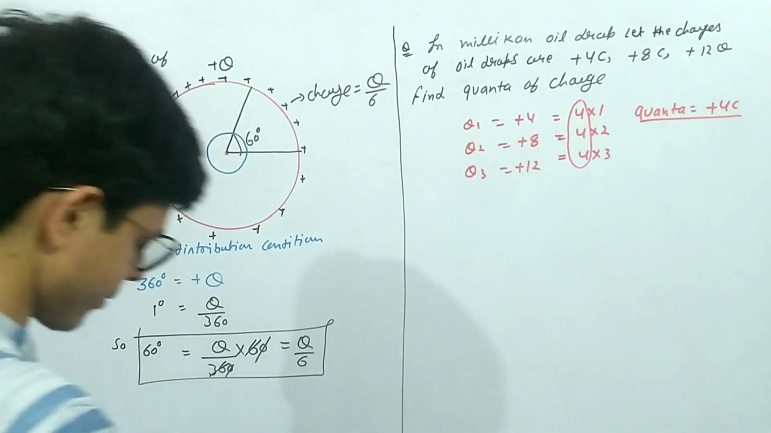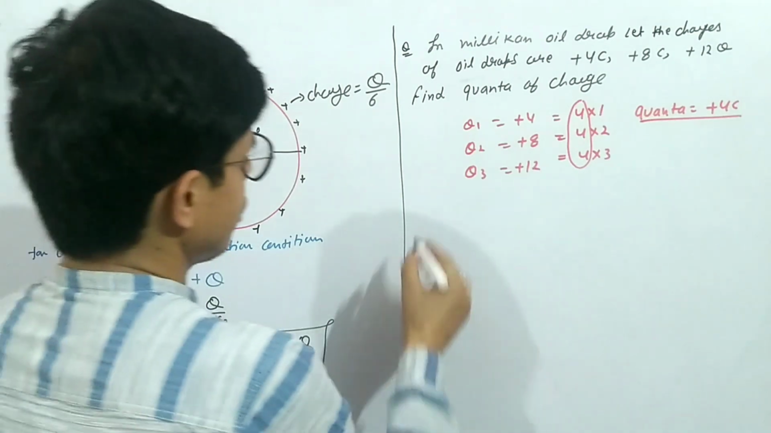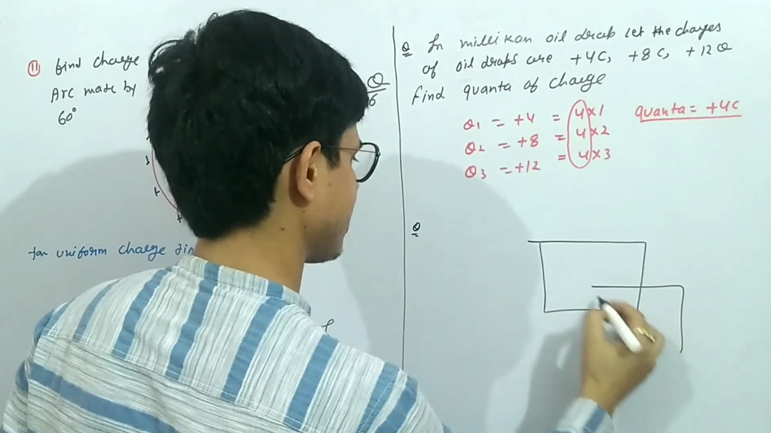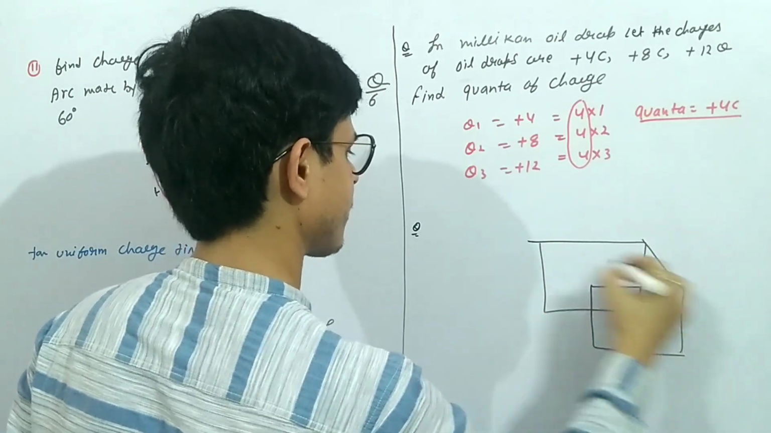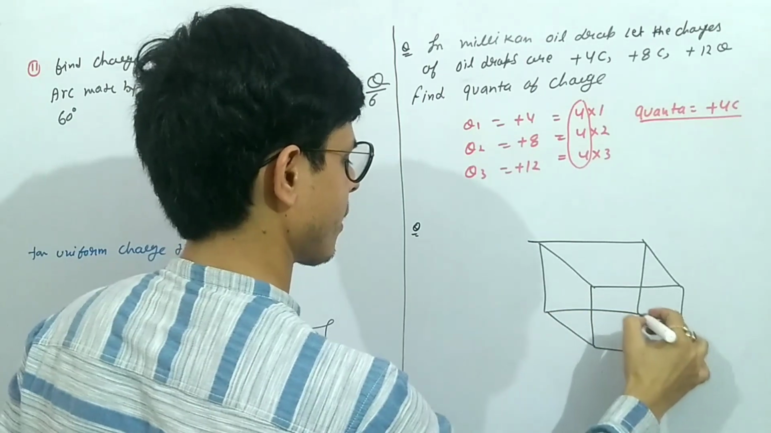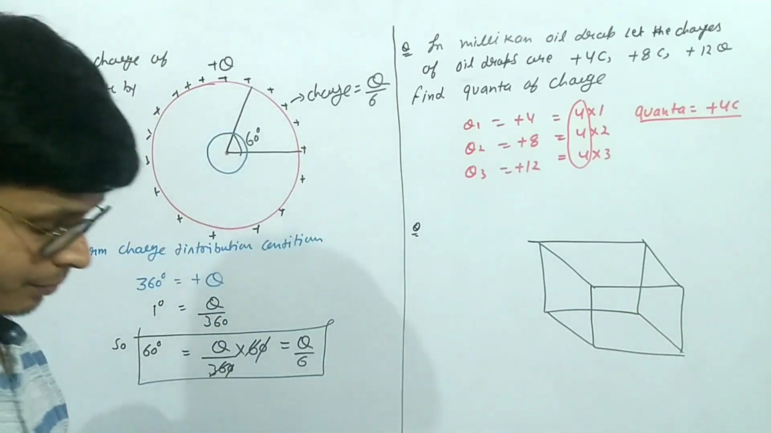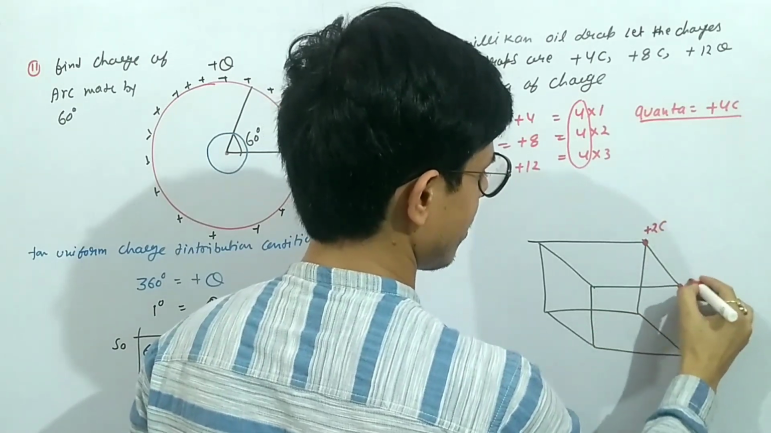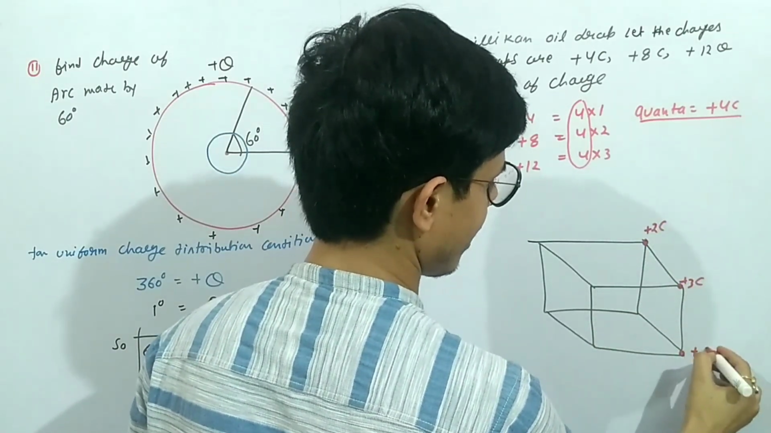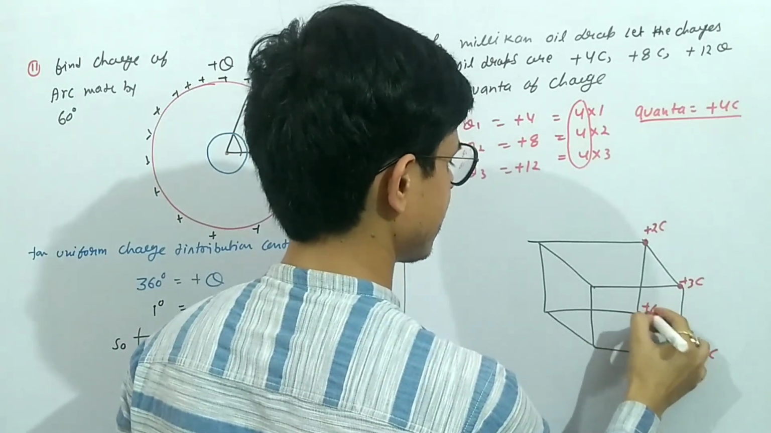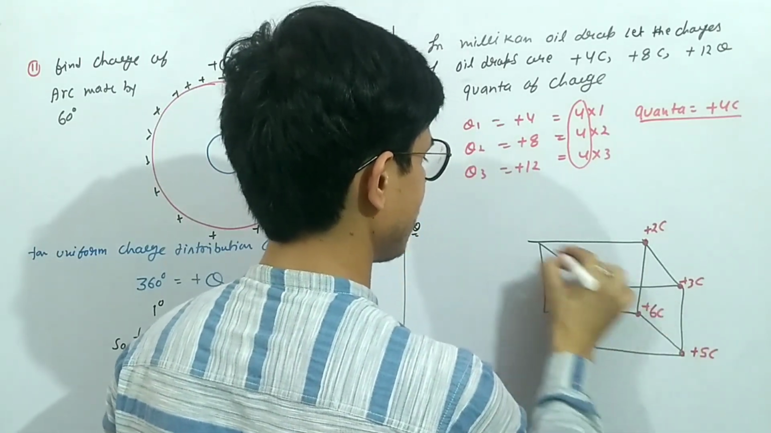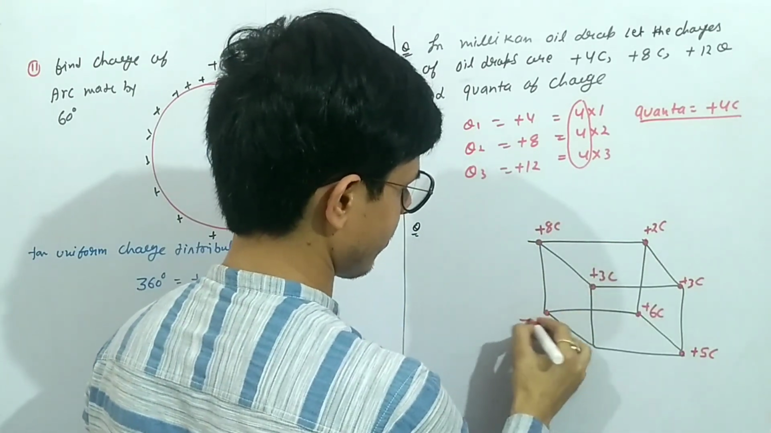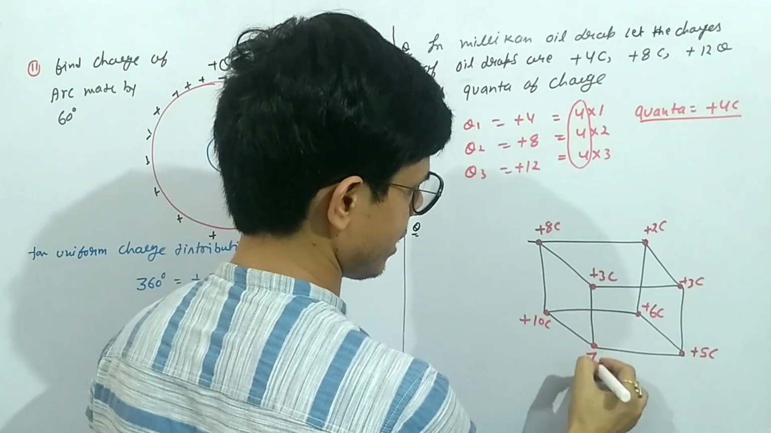Now next, suppose a question is given, a cube is given to you. This is the cube. This was in IIT Main. Many charges are kept: plus 2 coulomb, plus 3 coulomb, 5 coulomb, 6 coulomb, minus 3 coulomb, plus 8 coulomb, plus 10 coulomb, plus 7 coulomb.